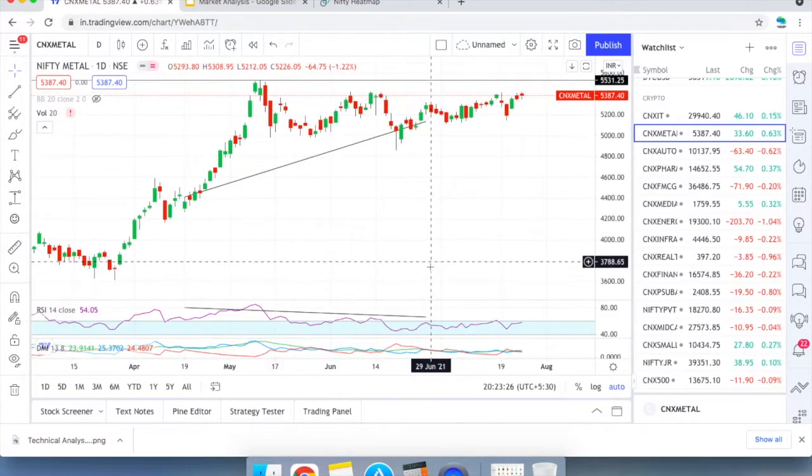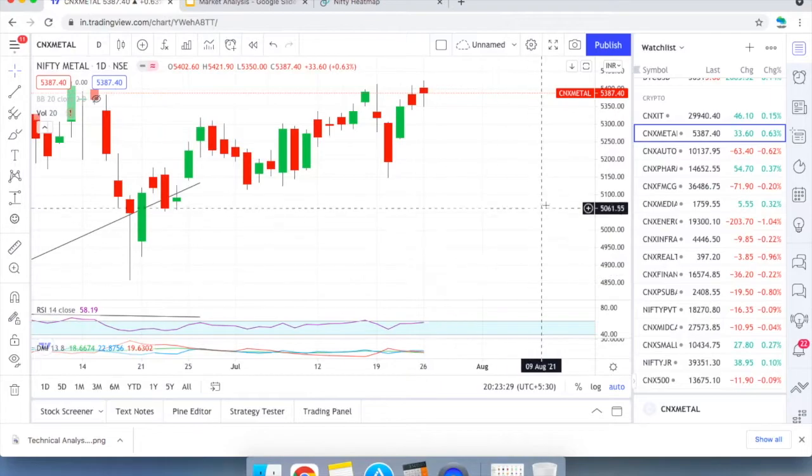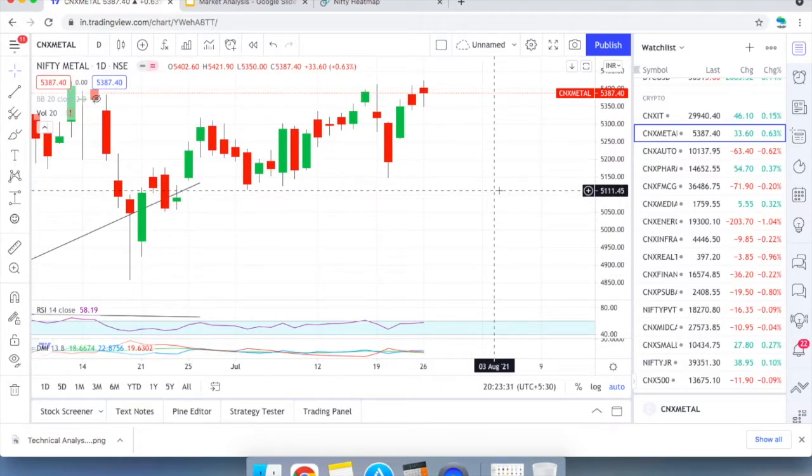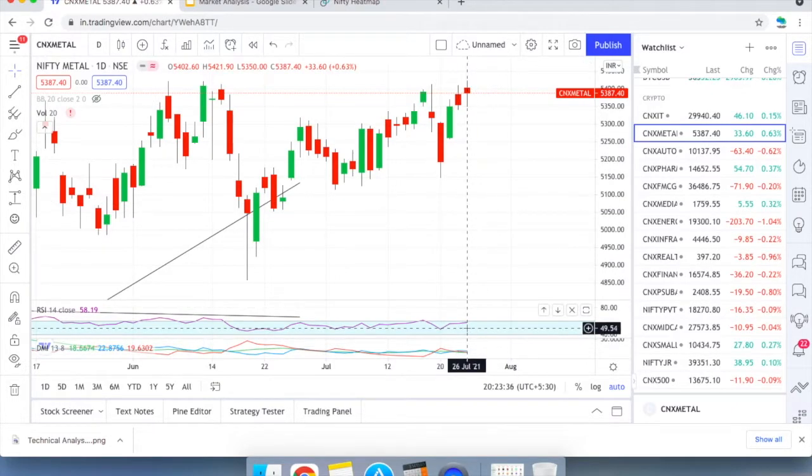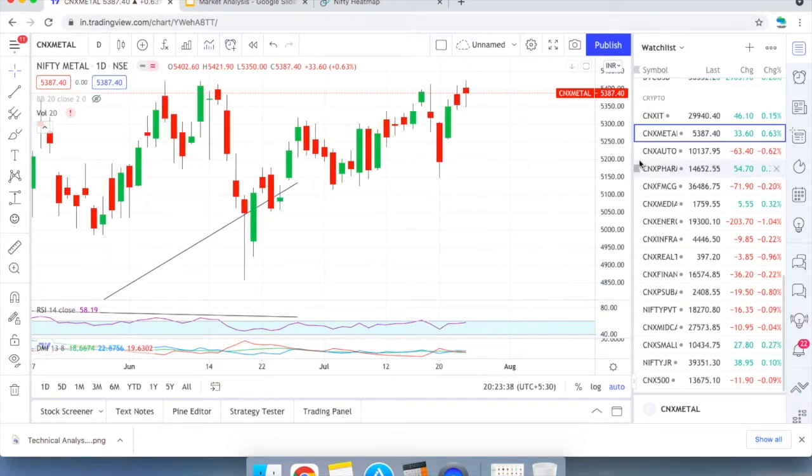Nifty, if you see, it is a small body, kind of spinning top, kind of bearish hammer that is being formed. It is still in the sideways zone. Not full. We'll have to wait for that to catch up.